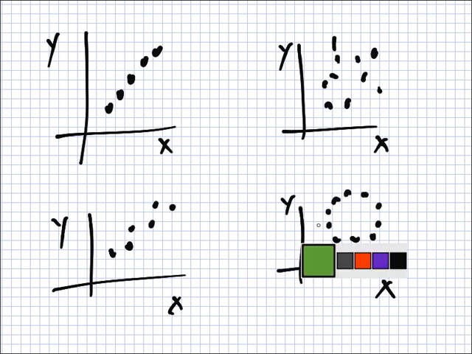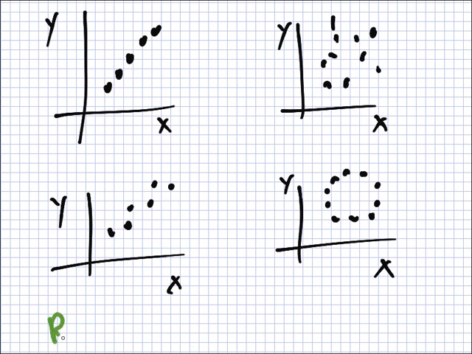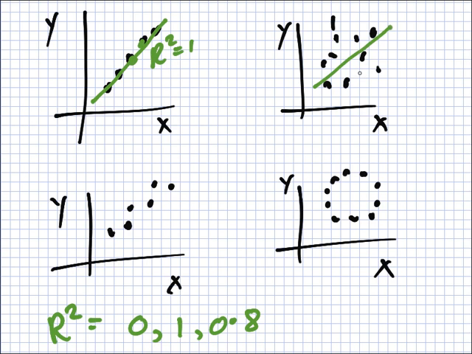Okay, so the R squared values might be something like 0, 1, and 0.8. These are your possible answers. So what do you think this one will have? 1. This one, well actually that's supposed to be lined up perfectly. R squared equals 1. This one, what do you think? 0. Yeah, nearly 0 I would say. Roughly 0. There's no real linear relationship here, is there? This one, we'll say is the 0.8.